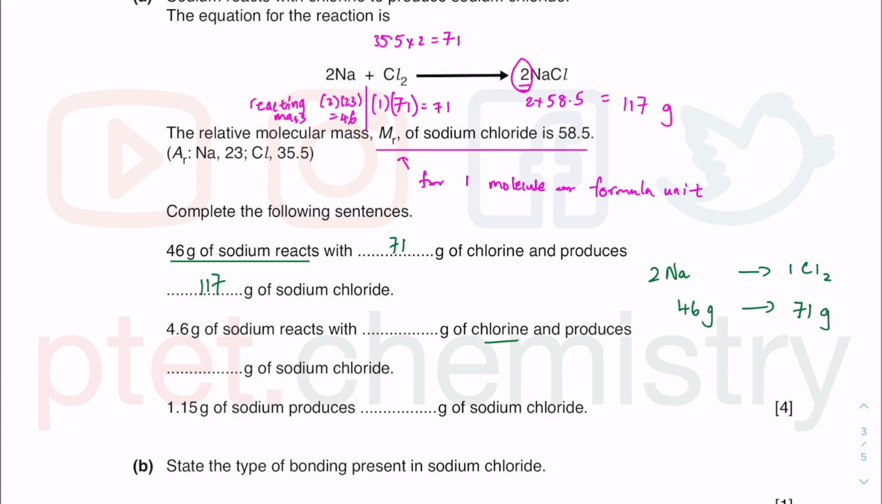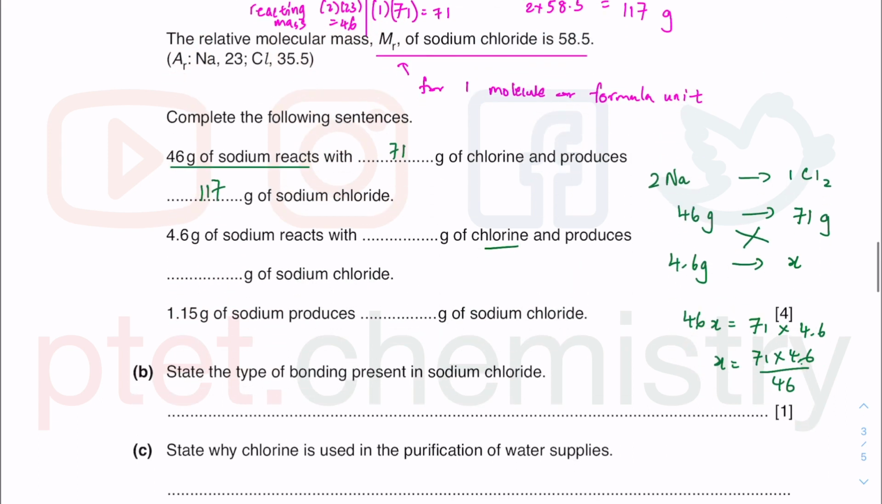Now you have 4.6 gram. So if you have 4.6 gram, then what is X? Well, you cross multiply. So 46X equals 71 times 4.6. X equals 71 times 4.6 over 46. Press that onto your calculator and you get 7.1 gram of Cl2. I get gram because I started with gram there. So 7.1 gram of Cl2 is going to be my answer there.